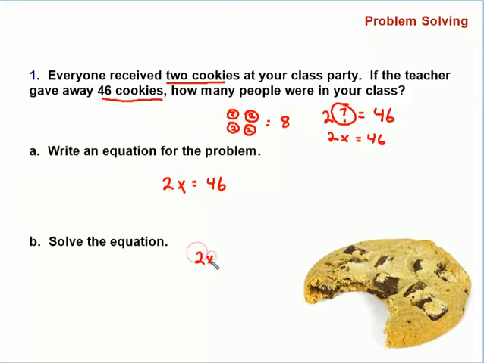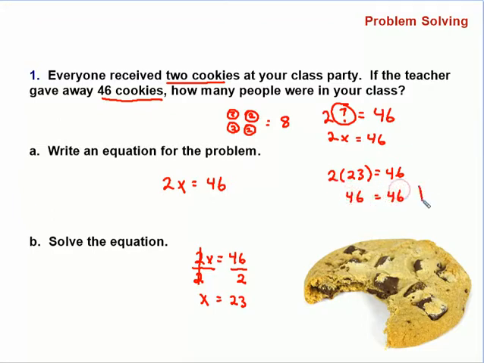Let's solve the equation. Once again, we find the inverse of multiplication, which is division. We divide by that number to give us 1x, or just x. Whatever we do to the left side, we do to the right side. 46 divided by 2 is what? It's 23. And we will check our answer. 2 times 23, and is that equal to 46? 2 times 3 is 6, 2 times 2 is 4. Yes, it is, and we have the correct answer.